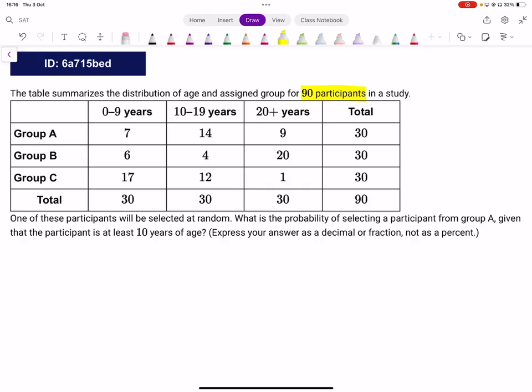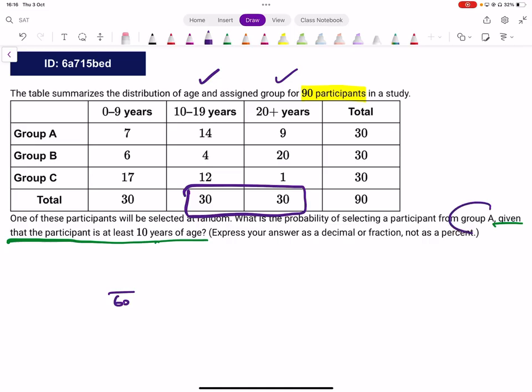What's the probability of selecting a participant from group A given that the participant is at least 10 years of age? So who are we selecting from? We're selecting out of these people. At least 10 years means they could be 10 to 19 or 20 plus years old. So out of these 60 people, we are selecting someone. So the total number is 60. Out of these 60 people, what's the probability that the participant is from group A? 14 plus 9. And that would be 23 over 60.